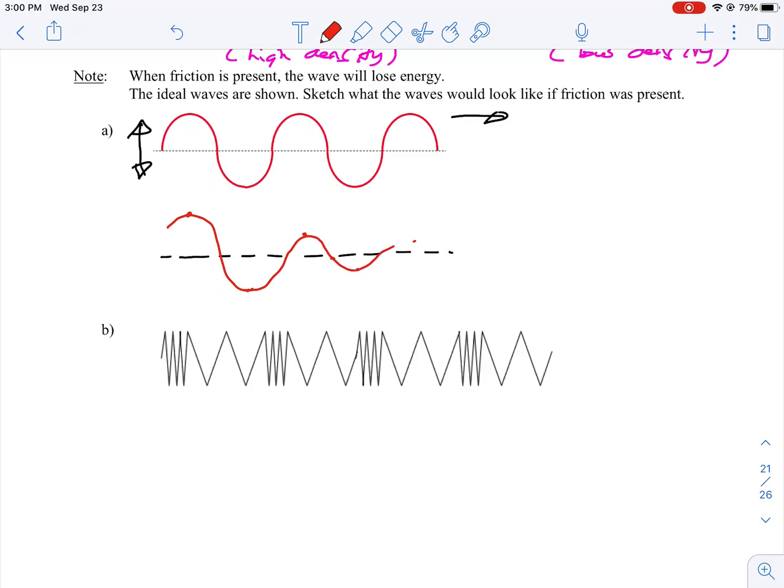Testing my drawing skills. The wavelength, notice, is staying the same, but the amplitude is decreasing. If that's what you were thinking, good for you. This is the effect of friction: it reduces until there is no amplitude anymore and the wave has disappeared. Good? Okay, so that's our first one.